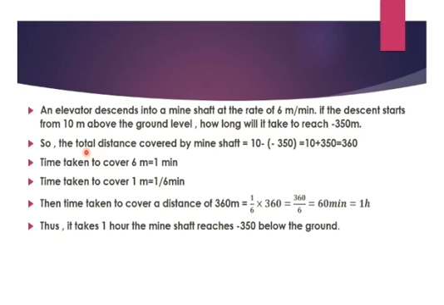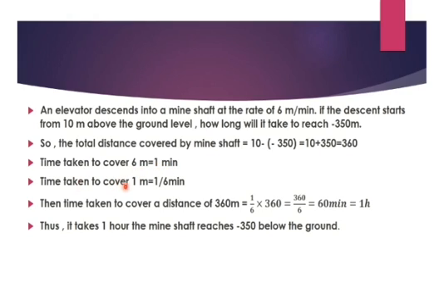The total distance covered by the mine shaft: it starts from 10 meters above the ground level and goes 350 below the ground level, so the total distance is 360. Then the time taken to cover 6 meters is 1 minute. Given in the question, 6 meters per minute.